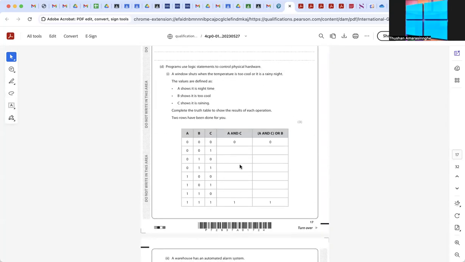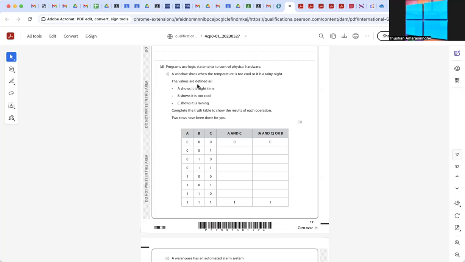Okay, there's another table for you. Now here also look at these questions. The program uses logic statements. This time they have given some sentences. So now there's a scenario. A window shuts when the temperature is too cold or it is a rainy night, right?